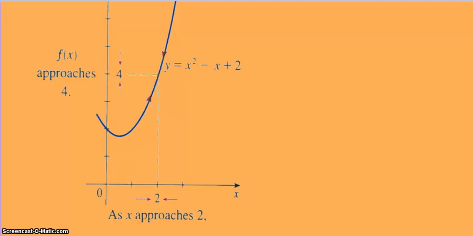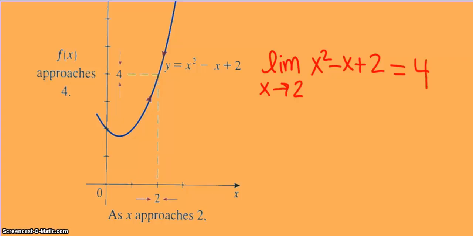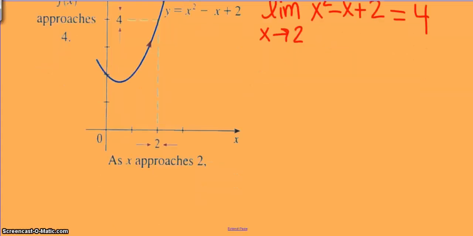So how we write this with a limit is that the limit, and then we're going to say as x approaches 2, and how we write this is x, an arrow, and 2. So the limit is approaching our function, so we're going to write what our function is, x squared minus x plus 2. And when this limit approaches 2 of this function, we get our answer of 4. So 4 is our y value. So that's how we write our limit notation.